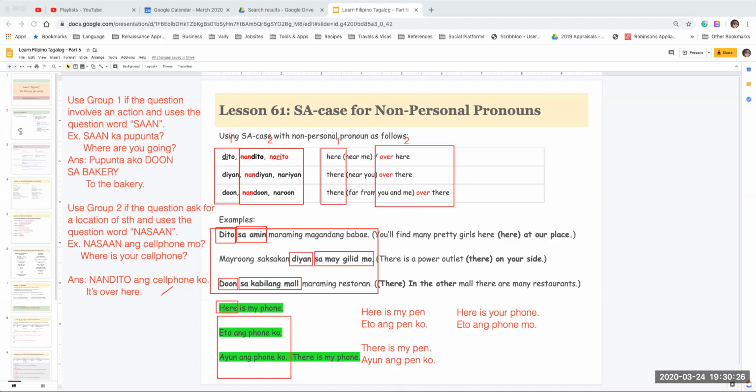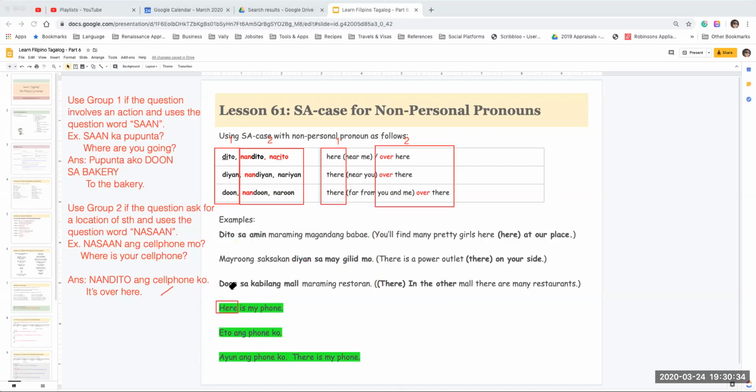All right. Going back. You see this example here: "Dito sa amin, maraming magandang babae." Again, if you notice this example, these are already predicate-subject, because you don't see the word "ay." Yes. All right, it's in PS form.